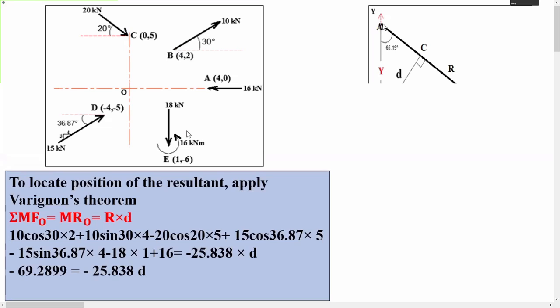This is the y-intercept. So in this question, what have we been asked? The perpendicular distance. In addition to that, the resultant's x-intercept and y-intercept. The resultant is cutting the x-axis and the y-axis. Y-intercepts are there.